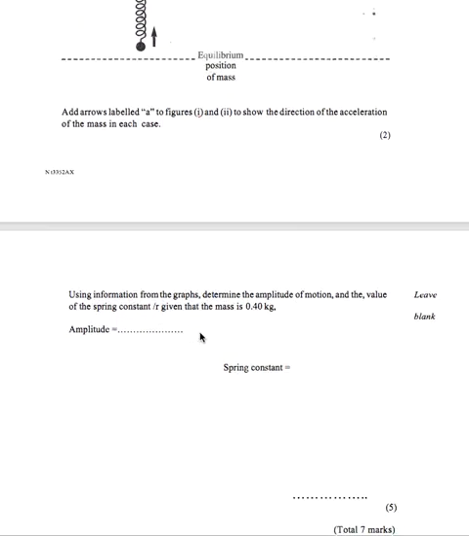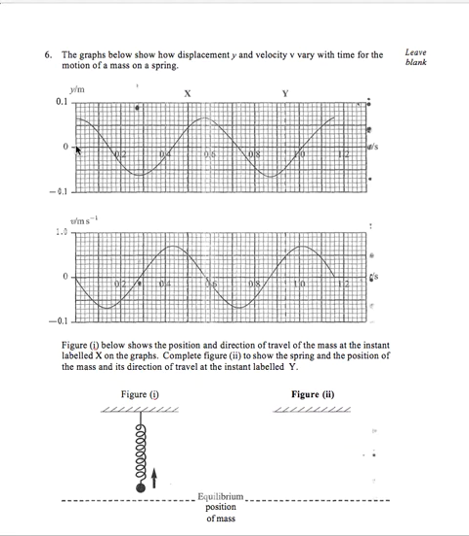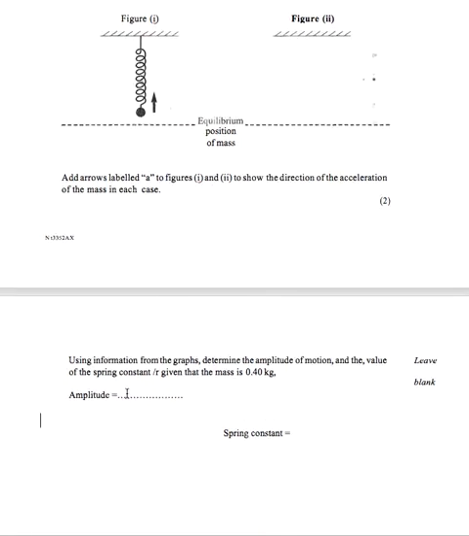Then it says, using the information from the graph, determine the amplitude of motion, that is to say, the maximum displacement from rest position. So the maximum displacement from rest position would be, there's a rest position, there's a maximum displacement. It is 0.065. Now there is some tolerance to that, 0.003 either way. So 0.065 meters there.